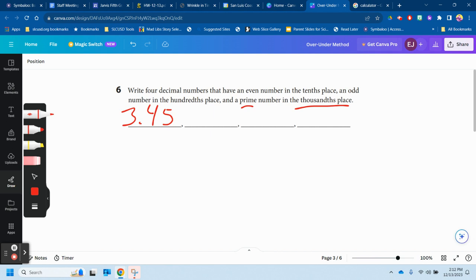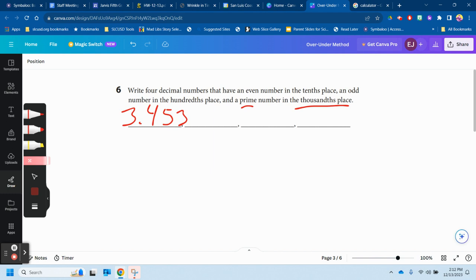So 4 is not a prime number because 1 times 4, and we have 2 times 2. There are 2 sets of factors, so that's not going to work. But 3 will, because you can only make 3 by saying 3 times 1. Hopefully you had prime numbers, because we haven't talked about it. Now they threw it in the homework.